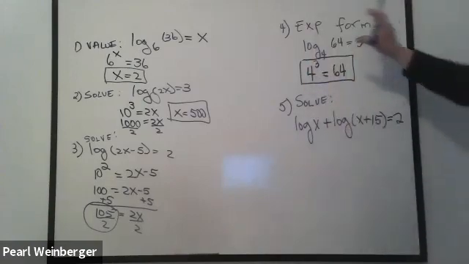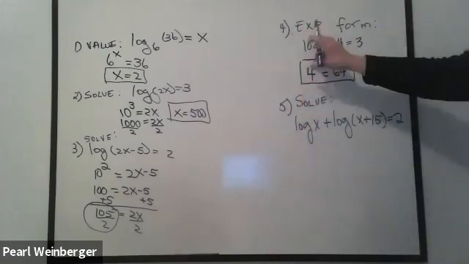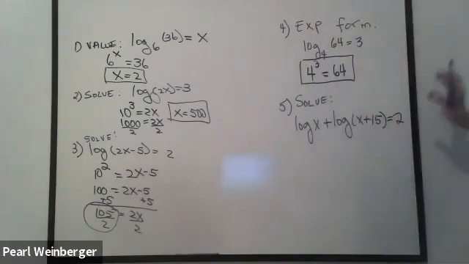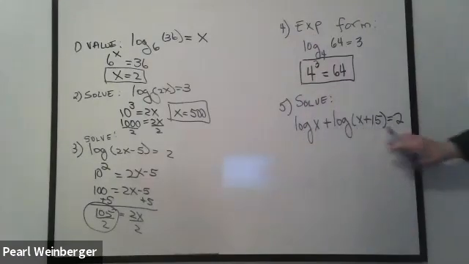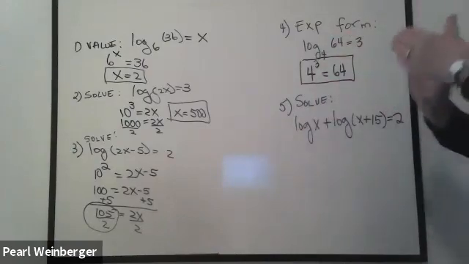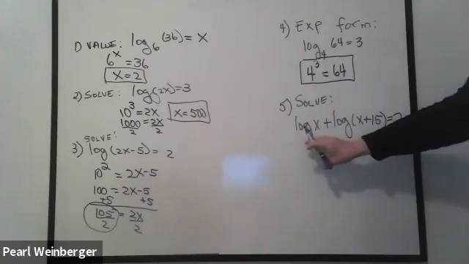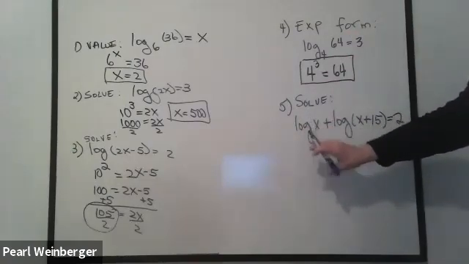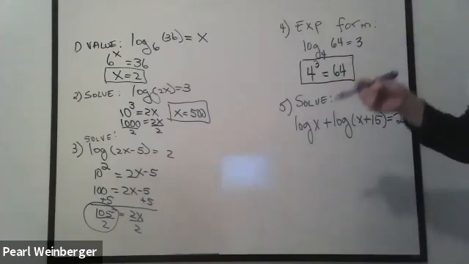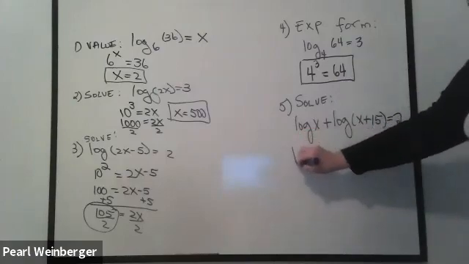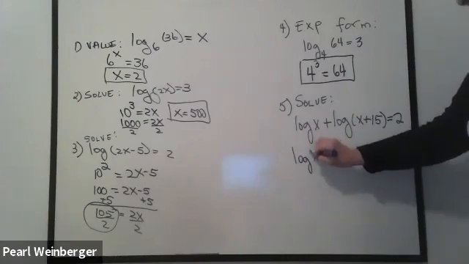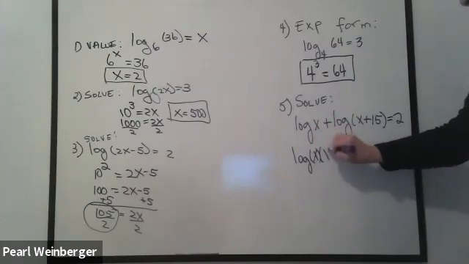And my whole idea of switching to the exponential form only works if I have the log alone on one side and a number on the other side. So we have to take this expanded version and contract it back to a single log. And remember from the rules of logs, when you're adding logs, it means that you originally were multiplying the numbers. In other words, I can go back to a single log by doing this as the log of the x times the (x plus 15).